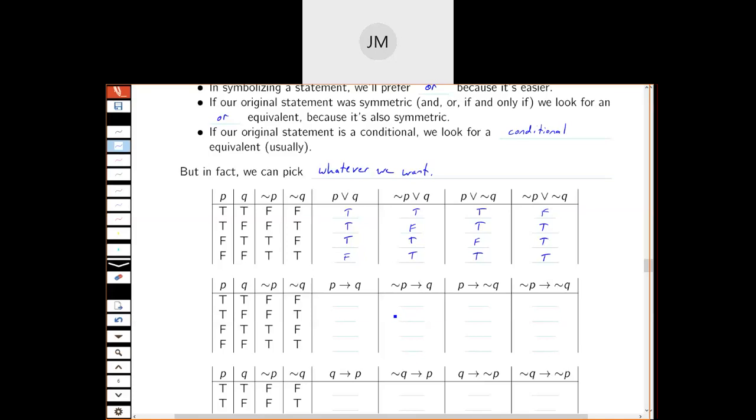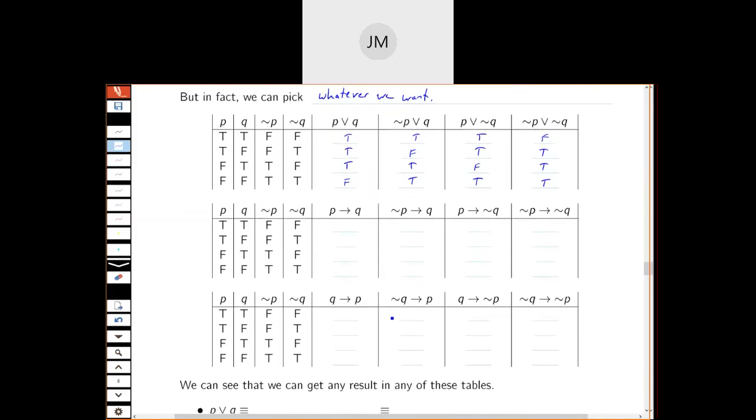Okay. So let's look at the if-thens. If I want to be very careful and look at all the possibilities, we need to look at the ones where we have P first and Q second, and then also the ones where we have Q first and P second, because it's not symmetric. So let's go ahead and look at those. If P then Q, remember that the only time it's false is if the first one is true and the second one is false. For all the other ones, the if-then is true.